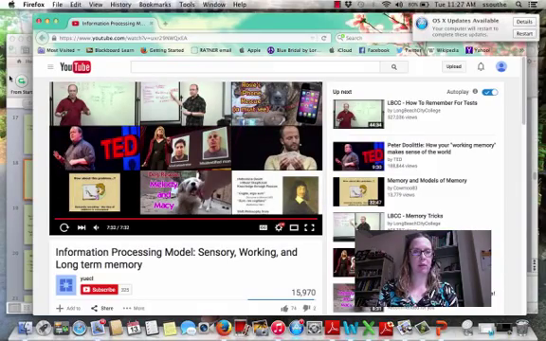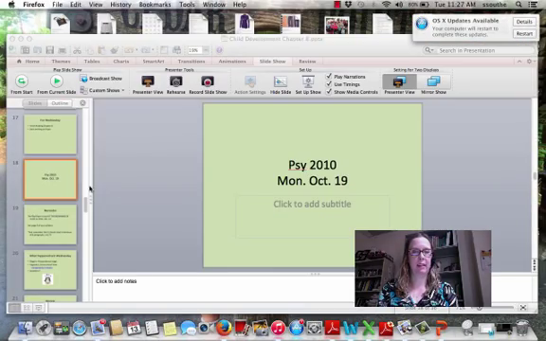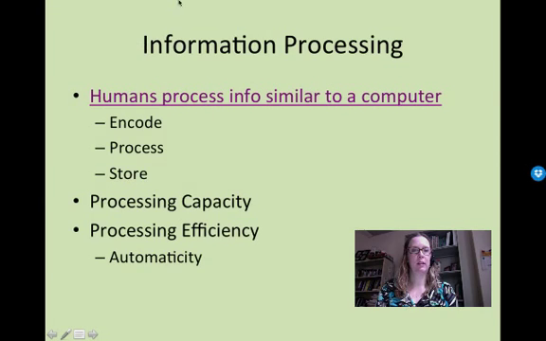So the information processing model, again, it's comparing your brain to a computer.